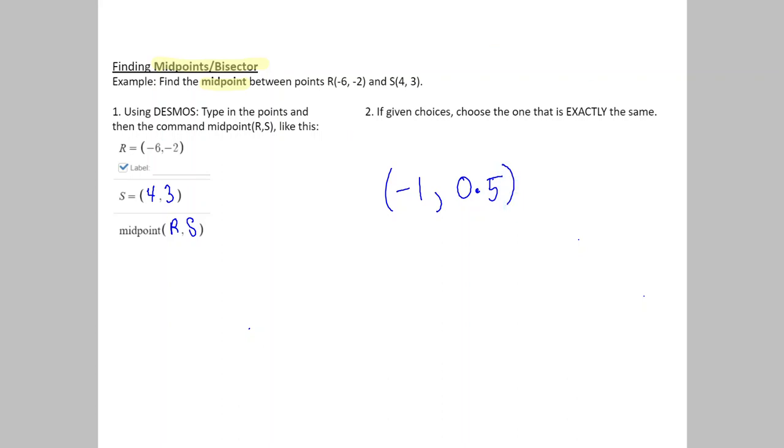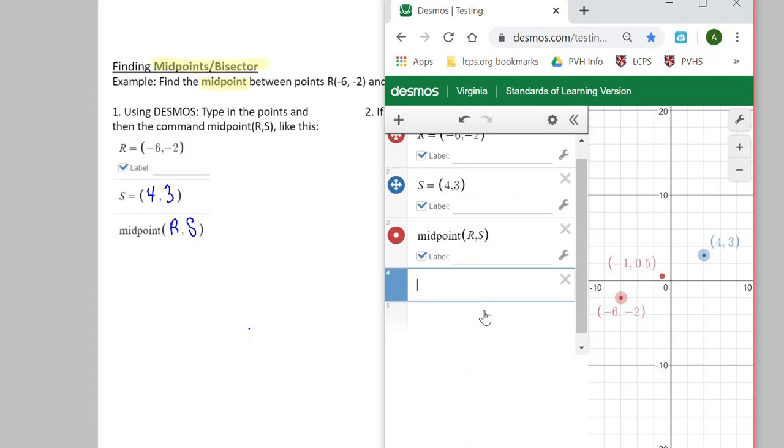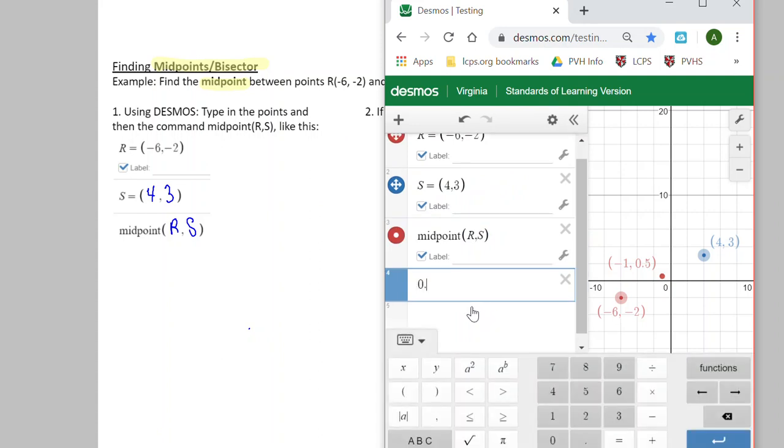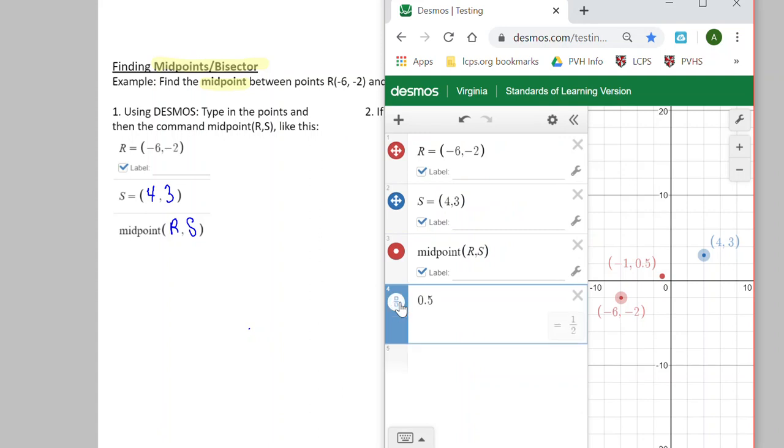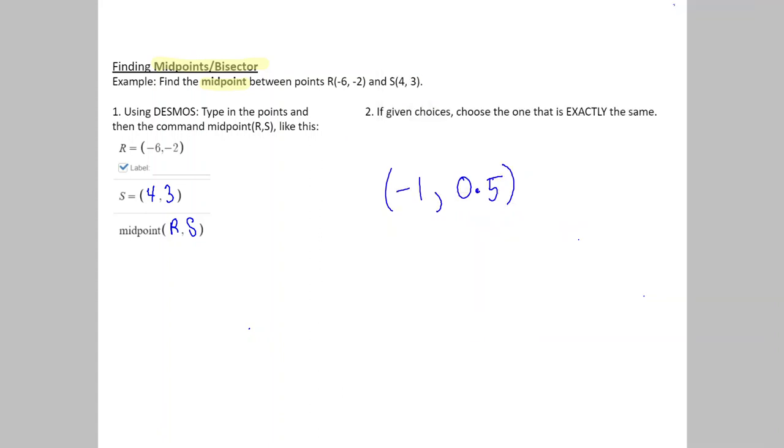If you're not sure what the decimal is and you want a fraction, you can simply type that in the next cell, 0.5, and hit the fraction button. And it will give you the fraction equivalent, 1/2. So we could write our answer as this, or we could write our answer as this. Depends on how we need to choose our answer. If we're given choices, choose the one that is exactly the same.